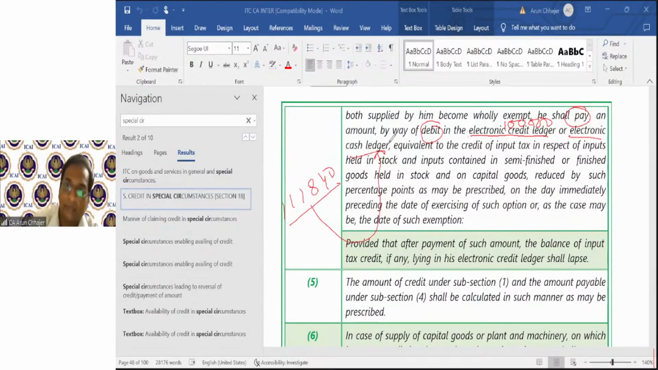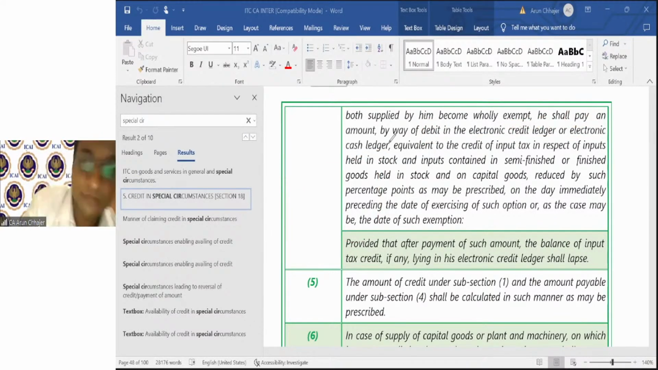Statutory update relating to this chapter. Yes, I will discuss it now. Sure, I will update. I will discuss this part also. Statutory update.